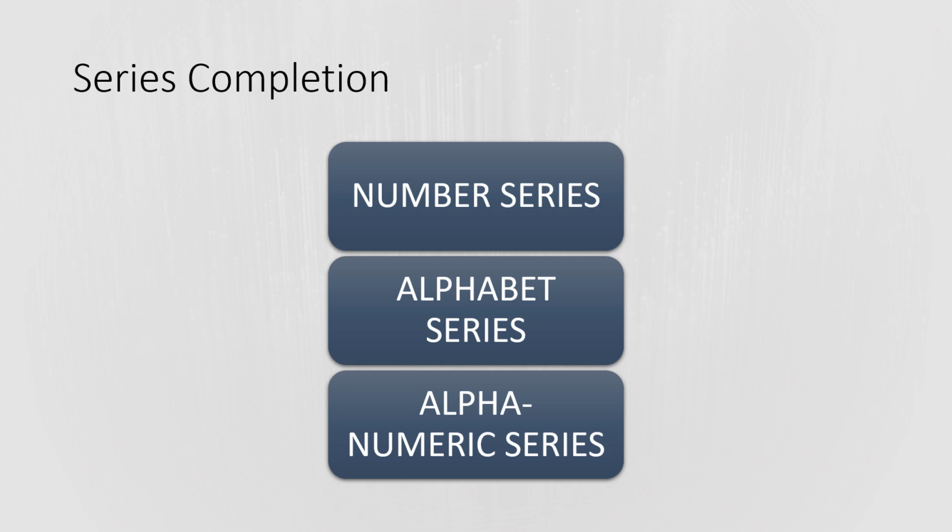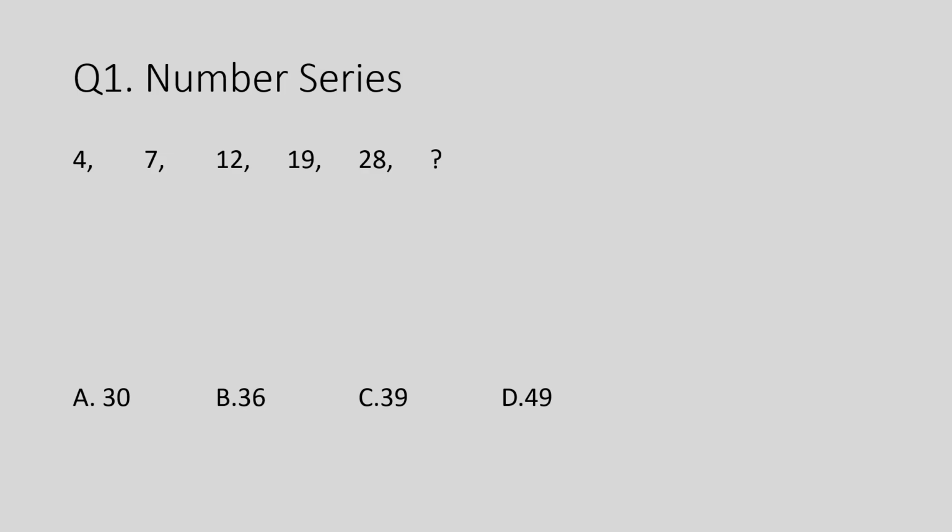Then alphabet series are the ones which deal with alphabets, and then you have alphanumeric, which deals both with numbers and alphabets. We'll be seeing examples of all of these, but today we'll be discussing basically the number series, also some part of the number series, not the entire one. We'll be starting with question 1.